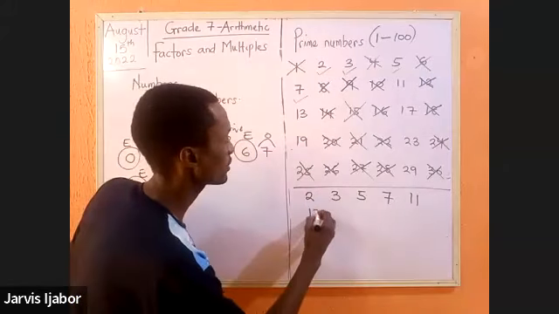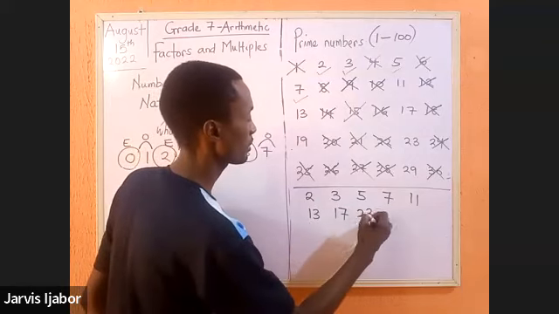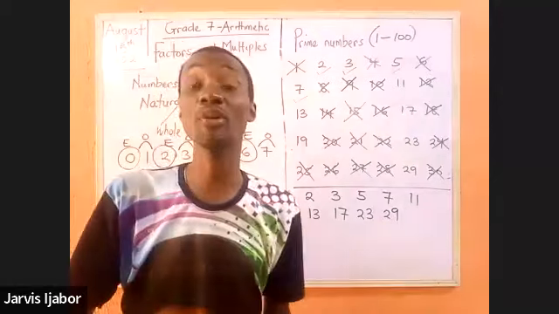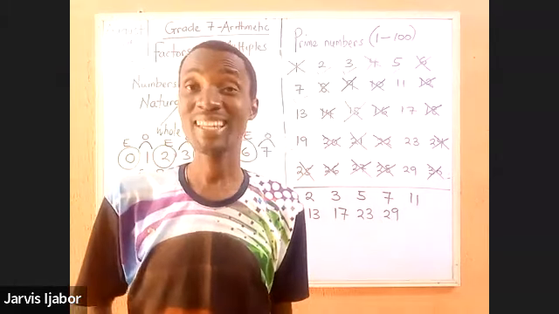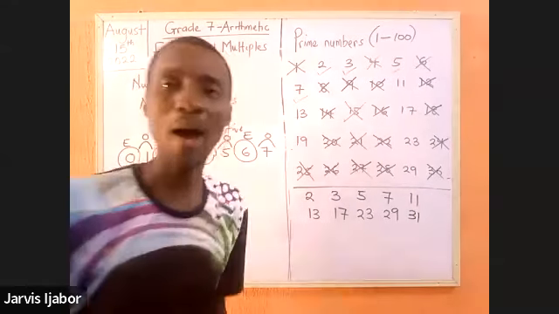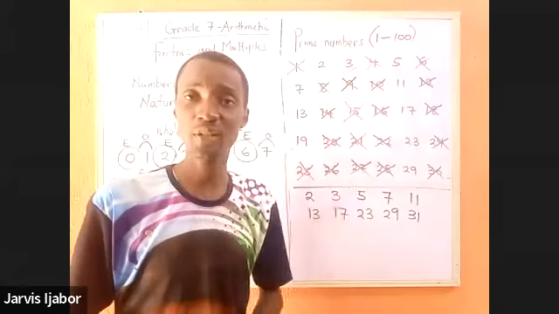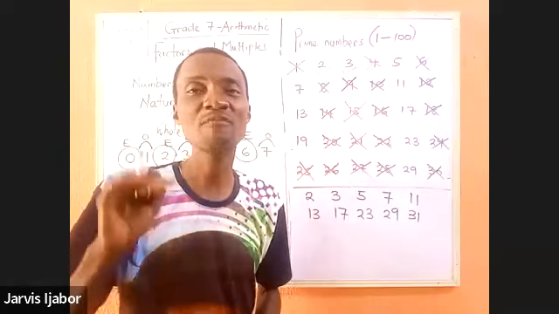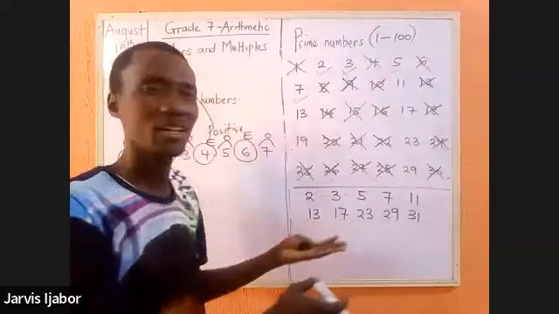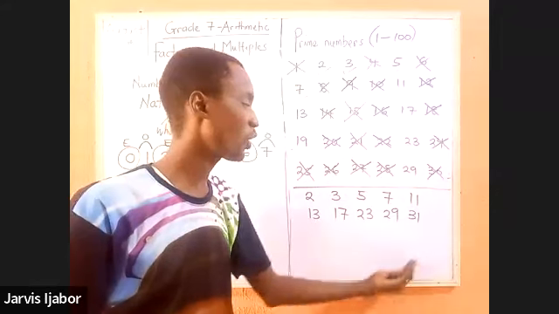Now, the next one will be what? 13. Next one will be what? 17. The next one will be what? 23. Next one will be what? 29. So I'm going to test to see how well you understand the concept now. The next one will be 31. Now, I'm expecting 25 prime numbers. Between 1 and 100, we have 25 prime numbers. So using the ideas I've given to you thus far, try to see if you can fill up the remaining ones.